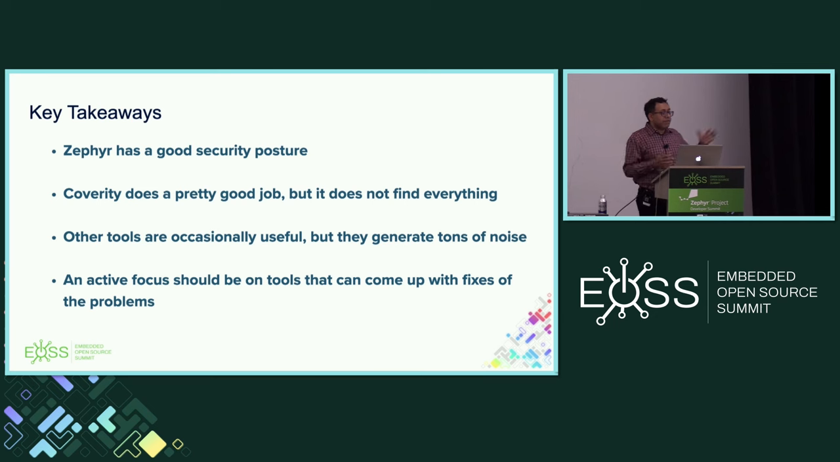But as we have seen, there are occasional cases where a code checker was able to find something that was not found by the typical static analysis in the CI/CD pipeline. Other tools we have seen are occasionally useful, but in general they generate a lot of noise, so they are not that useful. And it comes back to this: there should be an active focus on coming up with tools that can bring fixes or eliminate those classes of problems that we see recurring from 1989.